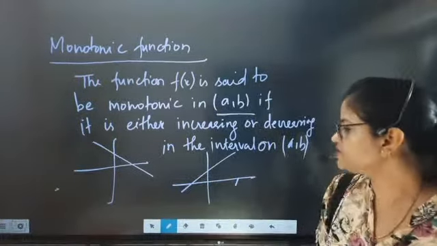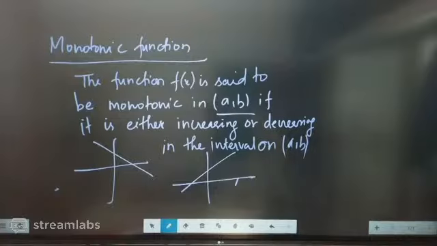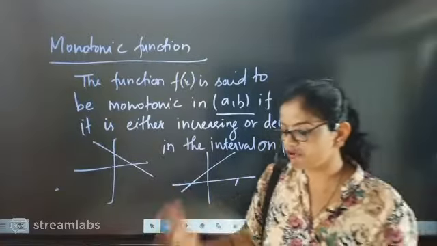Either it has to increase or it has to decrease, but it can't be both. So if it is increasing, monotonic; if it is decreasing, monotonic, but it should not be both. So that's why the function will be called a monotonic function.